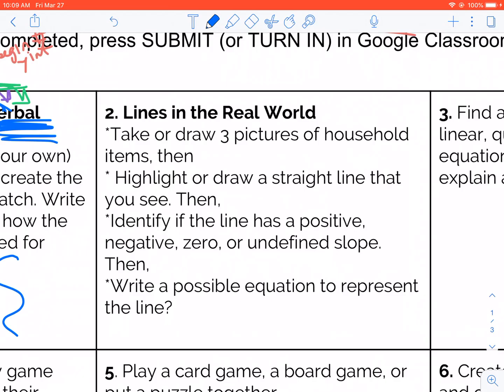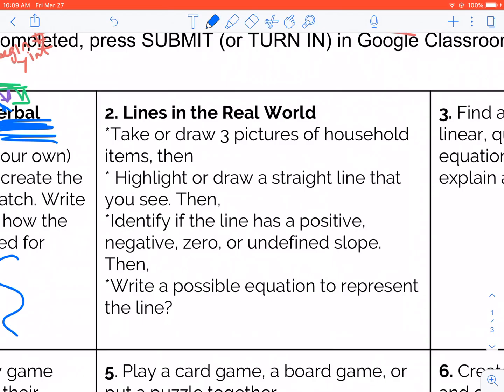Okay, number 2. Lines in the real world. Take or draw 3 pictures of household items. Then highlight or draw a straight line you see. Then identify if the line has a positive, negative, 0, or undefined slope. Then write a possible equation to represent the line.